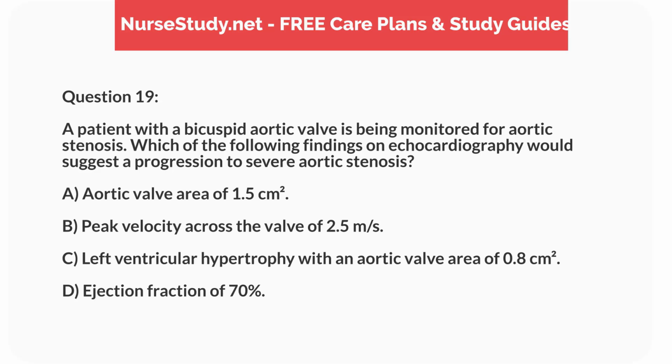Question 19. A patient with a bicuspid aortic valve is being monitored for aortic stenosis. Which of the following findings on echocardiography would suggest a progression to severe aortic stenosis? A. Aortic valve area of 1.5 square centimeters. B. Peak velocity across the valve of 2.5 meters per second. C. Left ventricular hypertrophy with an aortic valve area of 0.8 square centimeters. D. Ejection fraction of 70%.